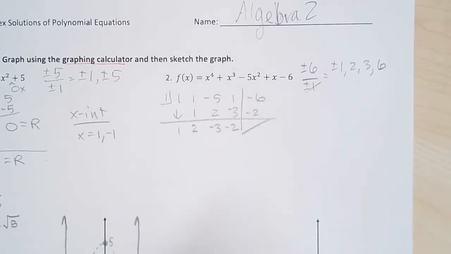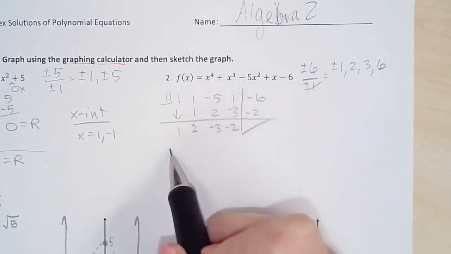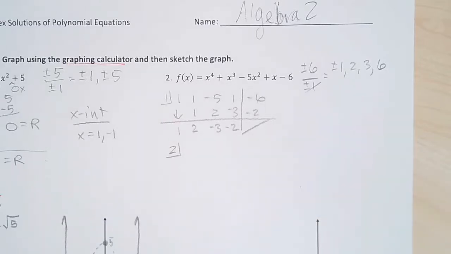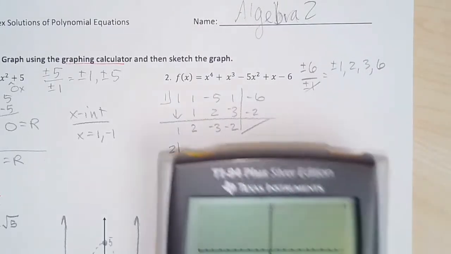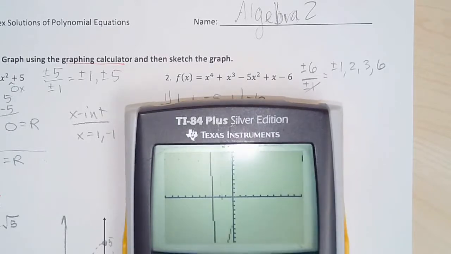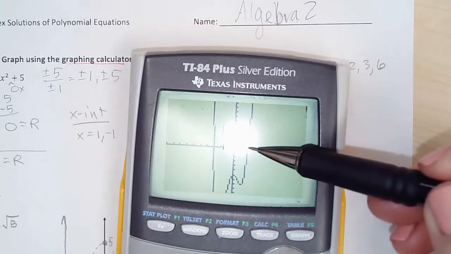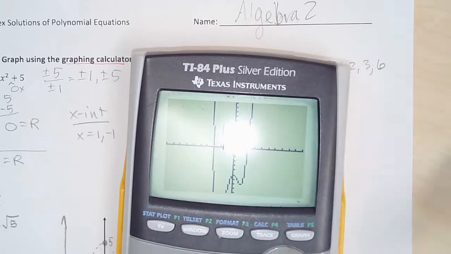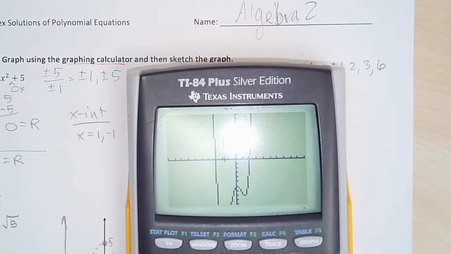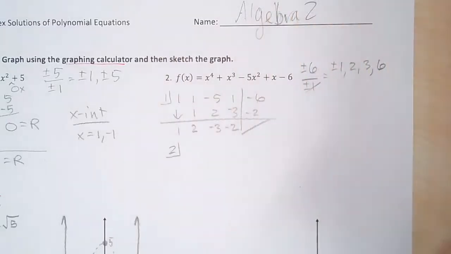So the next number on the list is 2, and the graph can actually help you. If we look at the graphing calculator here, there we go. You can see that 2 is a solution. It's where we cross the x-axis, and negative 3 is another solution. So using the graphing calculator can help you.